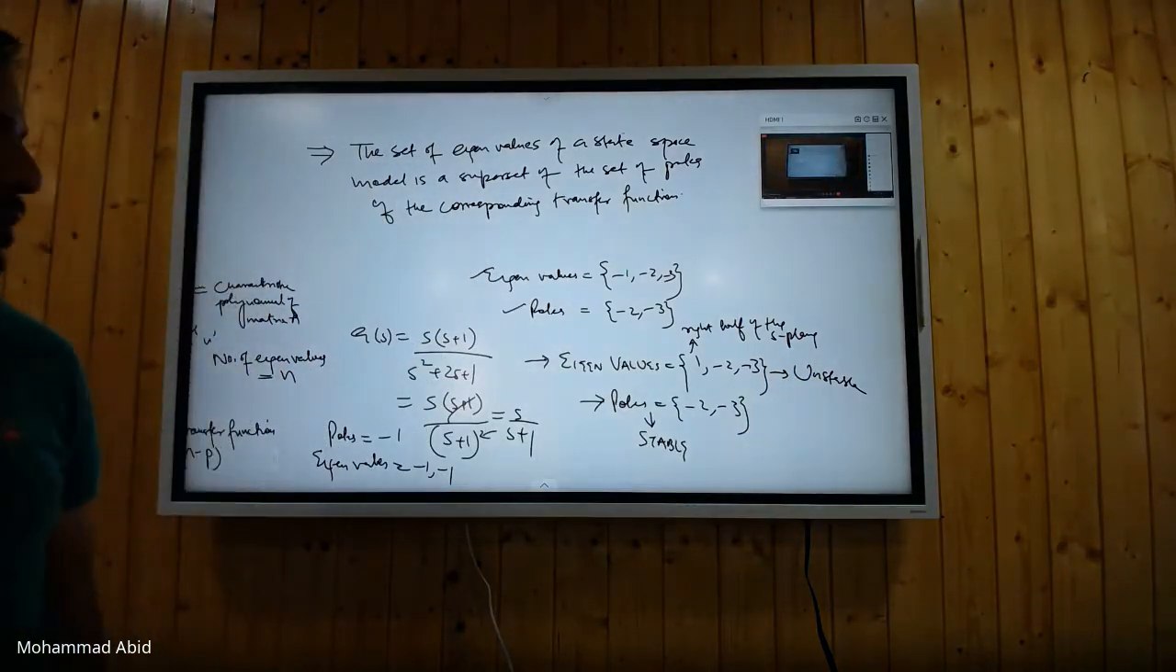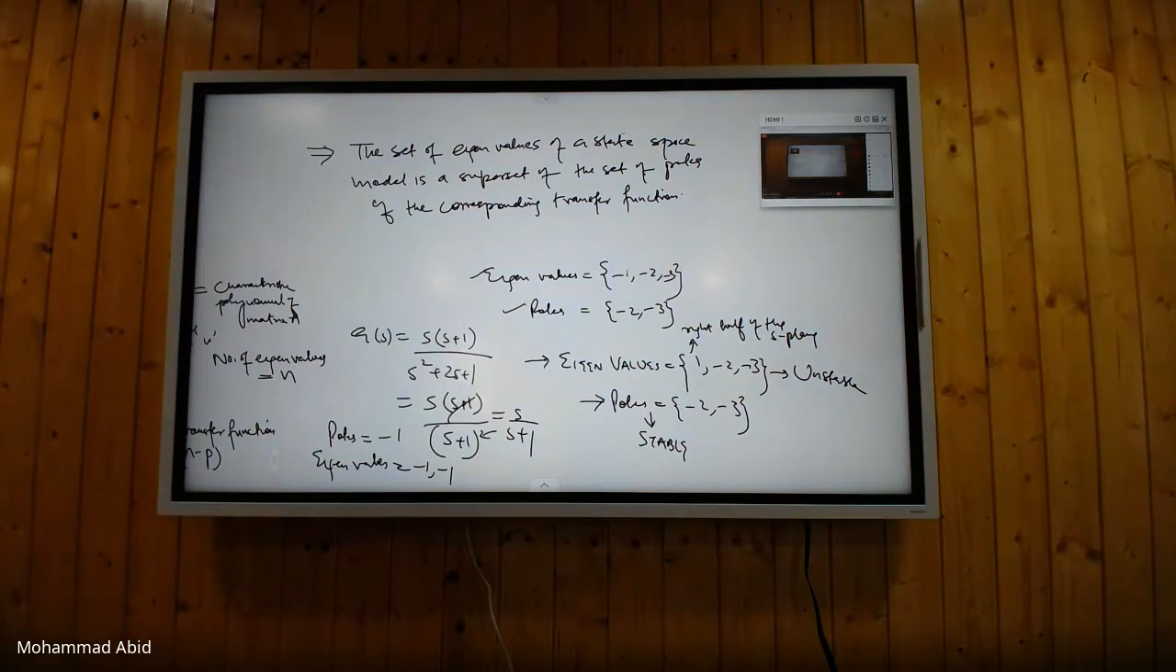Now, this is a serious problem. How can a system be stable and unstable at the same time? A system may either be stable or unstable because stability is a system property. It doesn't depend upon the way you are actually representing the system.